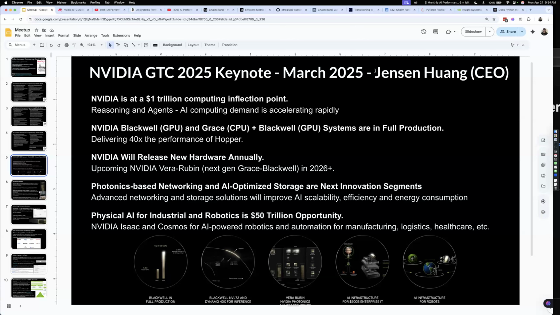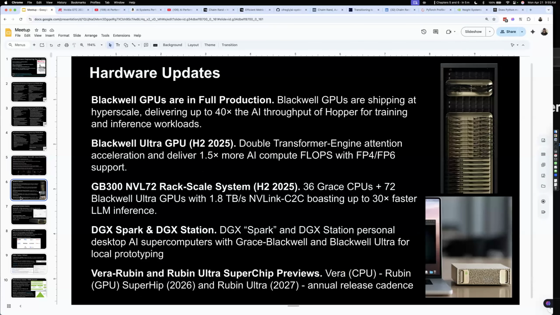There was also, of course, mention of physical AI as a $50 trillion opportunity. This is a very big number, so they kept it in here for the keynote. The products that they have focused on for this are called Isaac and then Cosmos, and this is for AI-powered robotics, automation for manufacturing, logistics, healthcare, and other vertical industries.